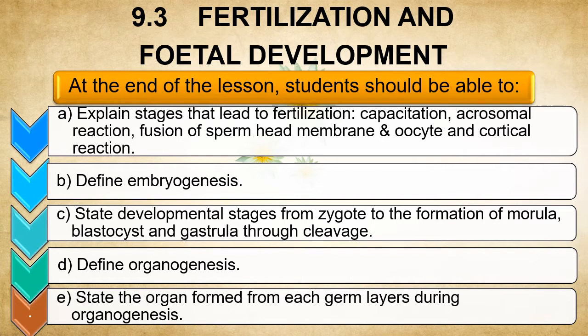The learning outcomes of this subtopic are, at the end of the lesson, you should be able to explain stages that lead to fertilization, define embryogenesis, state developmental stages from zygote to the formation of morula, blastocyst, and gastrula through cleavage, define organogenesis, and state the organs formed from each germ layer during organogenesis.